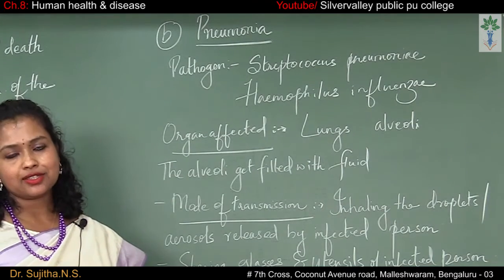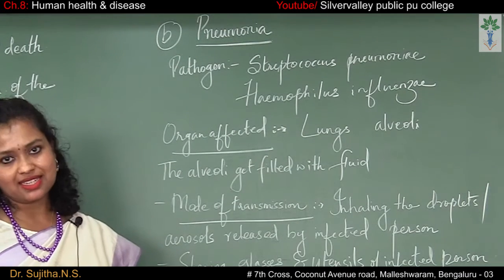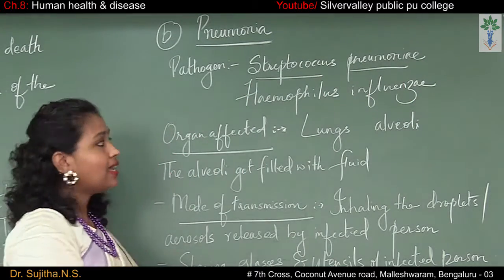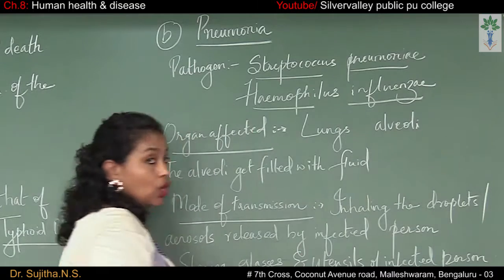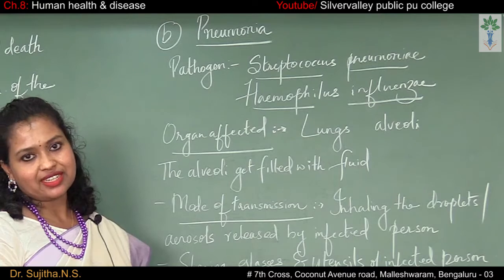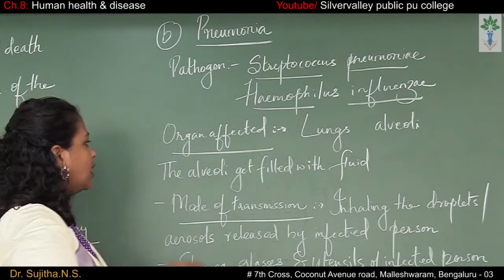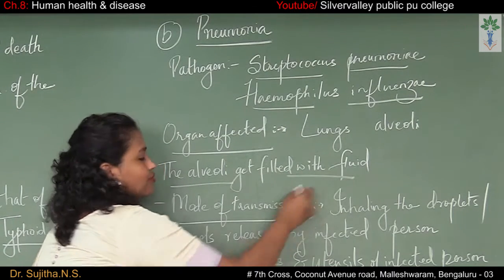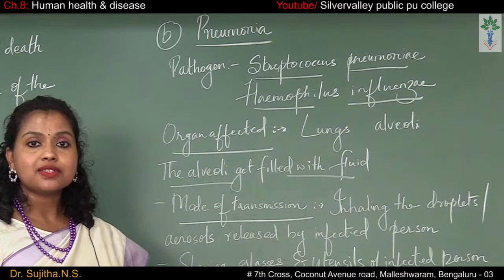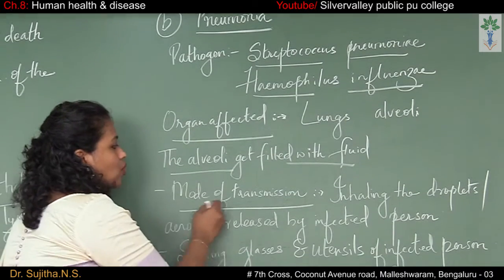The second bacterial disease we are going to study today is pneumonia. Pneumonia is caused by two bacteria. The first is Streptococcus pneumoniae and the second is Haemophilus influenzae. What organs get affected by pneumonia? The organ is the lung, especially the alveoli of the lungs. Here the alveoli get filled with fluid. When the alveoli region gets filled with fluid, the person will not be able to respire or breathe properly. So what is the mode of transmission?